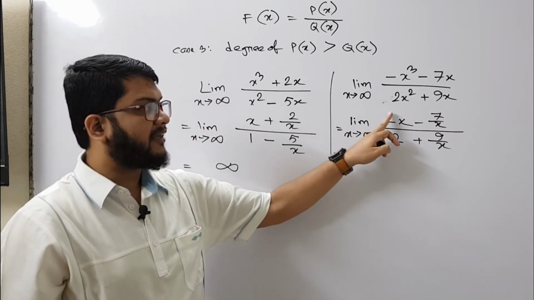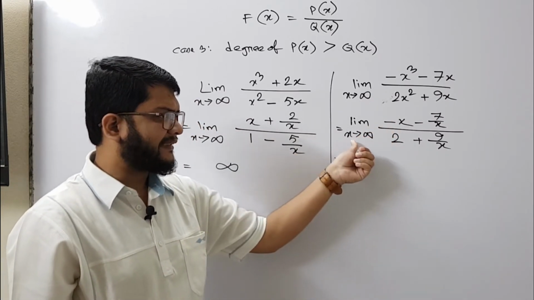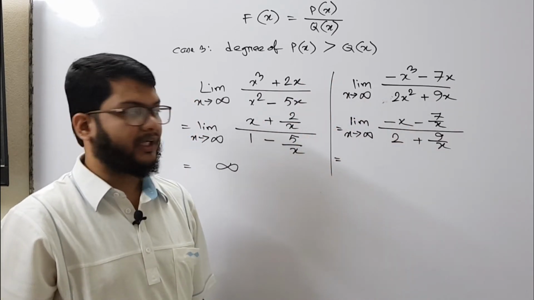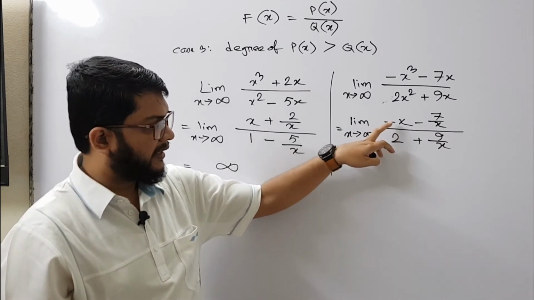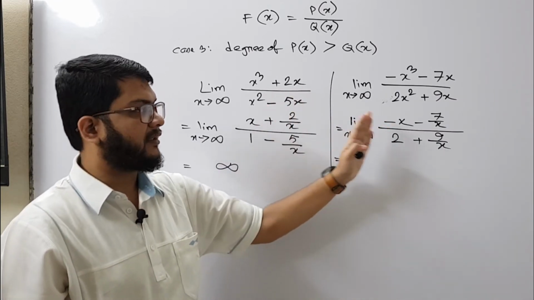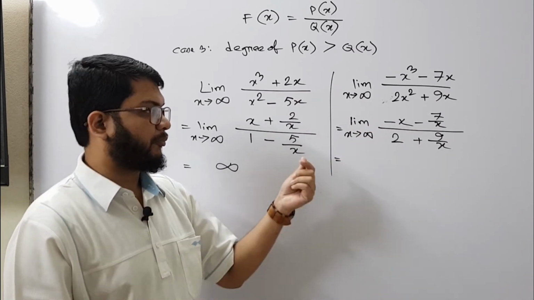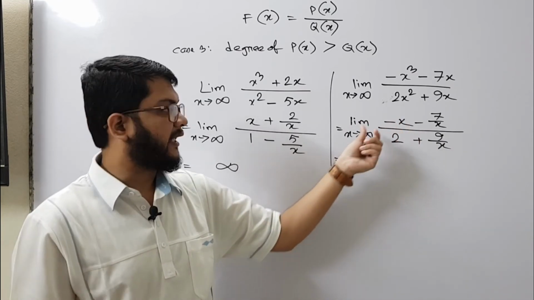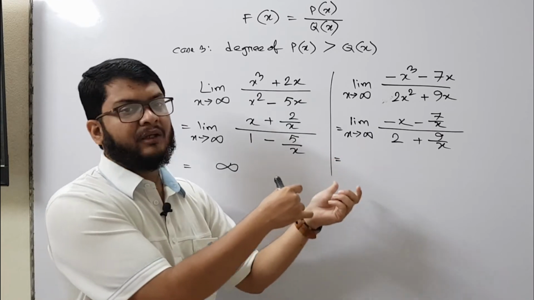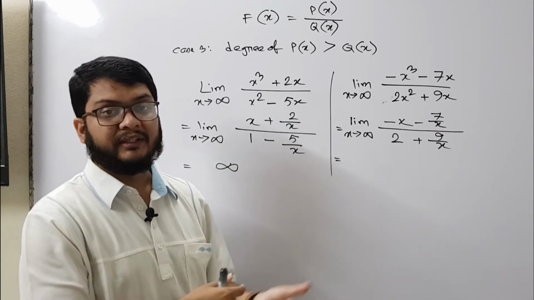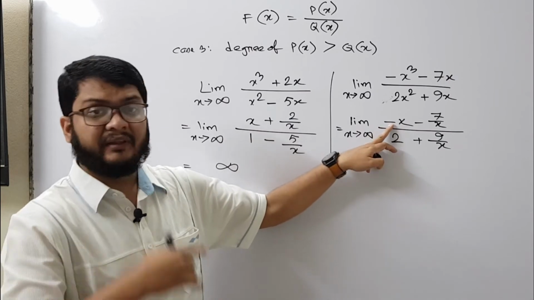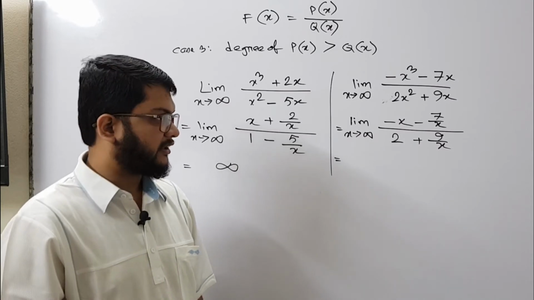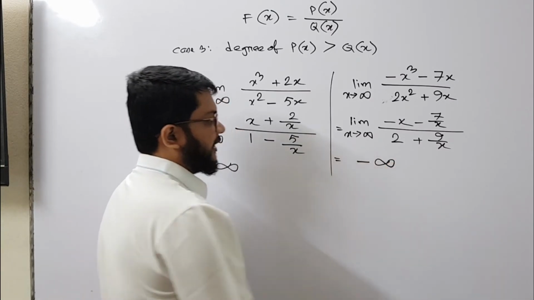Now we have negative x divided by 2. So what happens when x is approaching infinity? Negative x will become negative infinity because x is increasing, so this negative sign remains in front and the value is continuously decreasing. For example, x becomes 10, then negative x becomes negative 10, then x becomes 100, negative x becomes negative 100. So when the values of x are increasing and approaching infinity, it will become negative infinity, and dividing by 2 doesn't make any significant change. So it will become negative infinity.